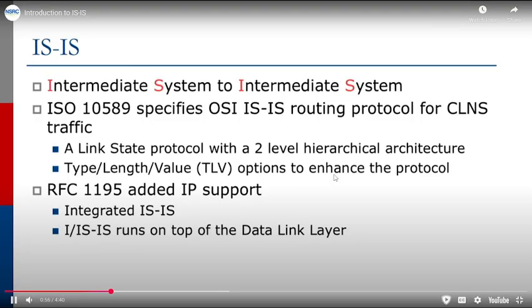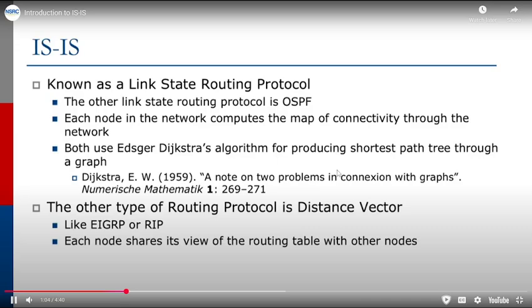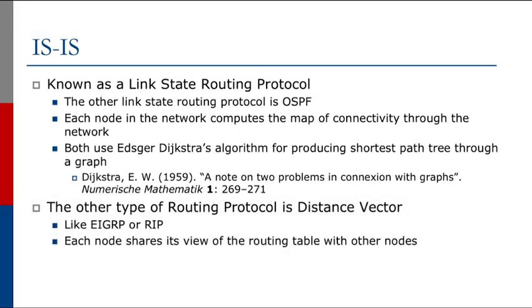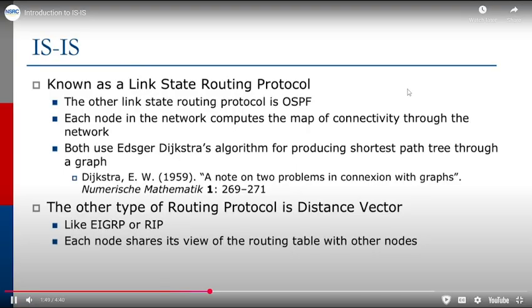The notable thing about ISIS is that it runs on top of a data link layer, unlike IP-based protocols which run on IP. ISIS is known as a link state routing protocol, and the other well-known one, which we will also cover, is OSPF. Each node in the network computes the map of connectivity through the network. Both ISIS and OSPF use Edsger Dijkstra's algorithm for producing a shortest path tree through a graph, and you can read more about Dijkstra's algorithm in the reference shown. The other type of routing protocol is distance vector, and the common distance vector protocols are EIGRP, which is exclusive to Cisco, and RIP, where each node shares its view of the routing table with other nodes in the network.